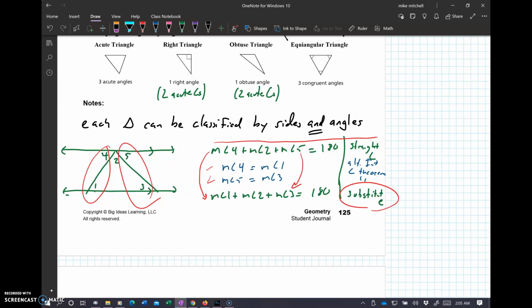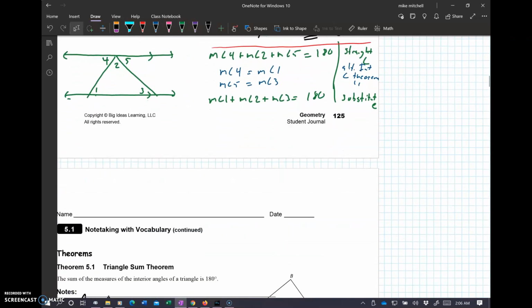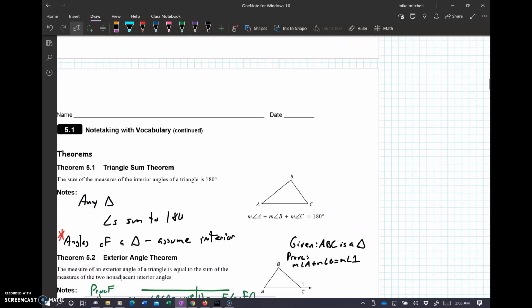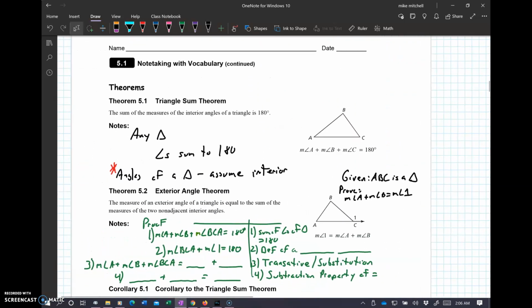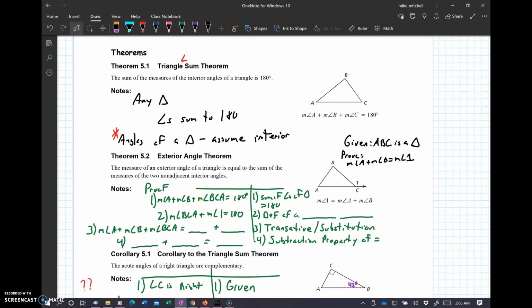Now these add up to 180. And I've just proved to you that the angles of a triangle add up to 180 degrees. And that can't be doubted. That is a fact. So there's that theorem right there, the triangle sum theorem. I think it should be the triangle angle sum theorem. A lot of times they have triangle angle sum theorem there. Any triangle, the angles sum up to 180.